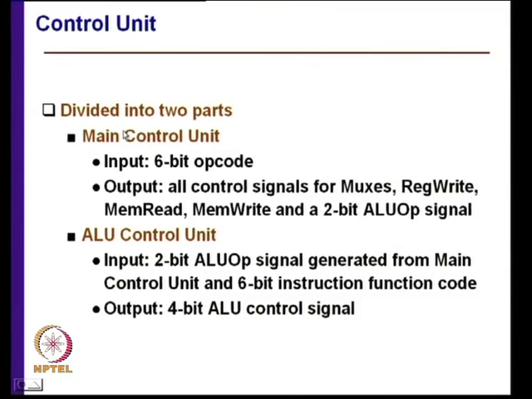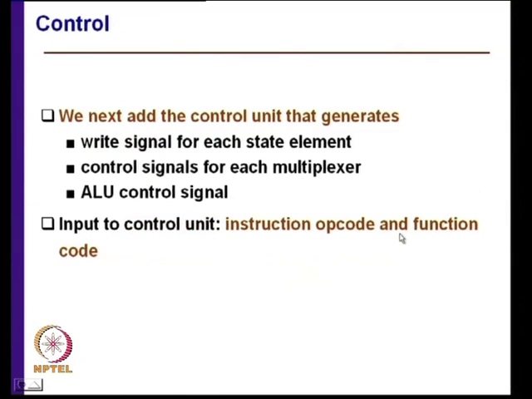The control unit is divided into two parts. The main control unit takes a 6-bit opcode as input, and its output is all the control signals for multiplexers, register write, memory read, memory write, and a 2-bit ALU opcode signal. Depending on the opcode, it will generate various signals, and I have already shown you what will be generated.